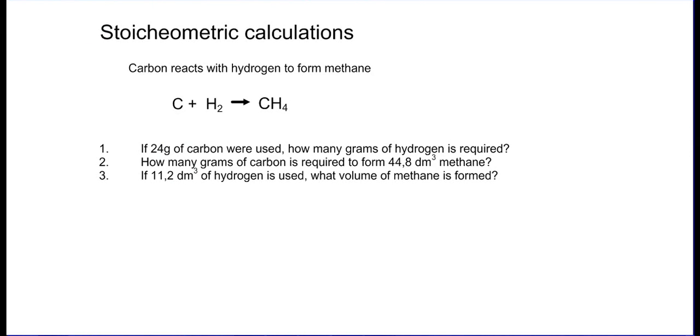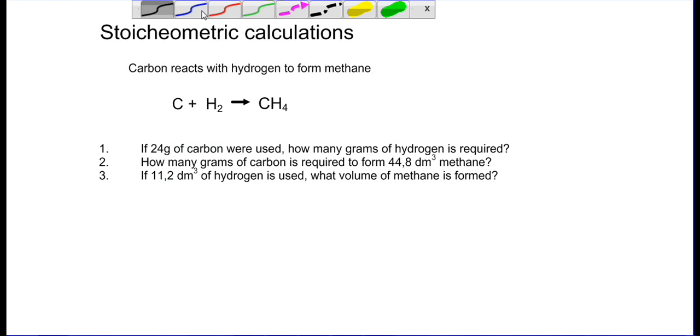We are continuing with stoichiometry calculations. We have a sum here that says carbon reacts with hydrogen to form methane. C plus H2 forms CH4. Now, what we have here is they asked us three questions relating to stoichiometric calculations. The first question says if 24 grams of carbon was used, how many grams of hydrogen is required?